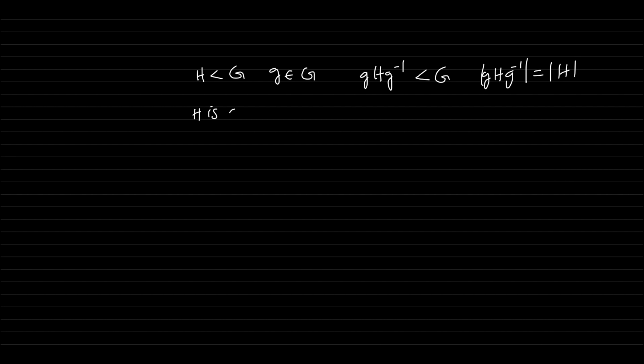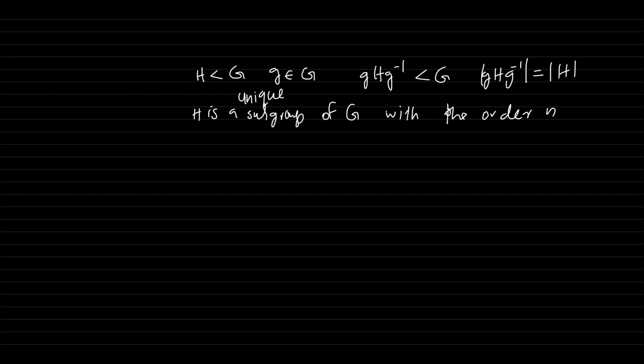Now we have proved that for any subgroup H of G and for any element g in G, gHg inverse is a subgroup of G, and the order of gHg inverse is equal to the order of H. Now suppose H is a subgroup of G, and H is a unique subgroup of G with the order n.